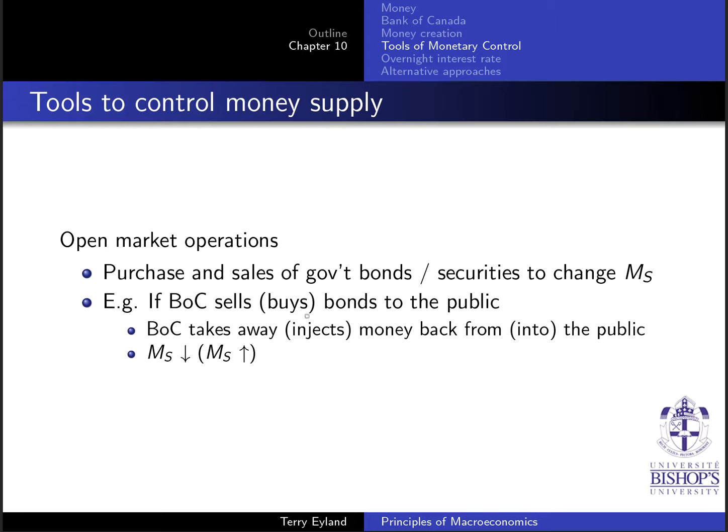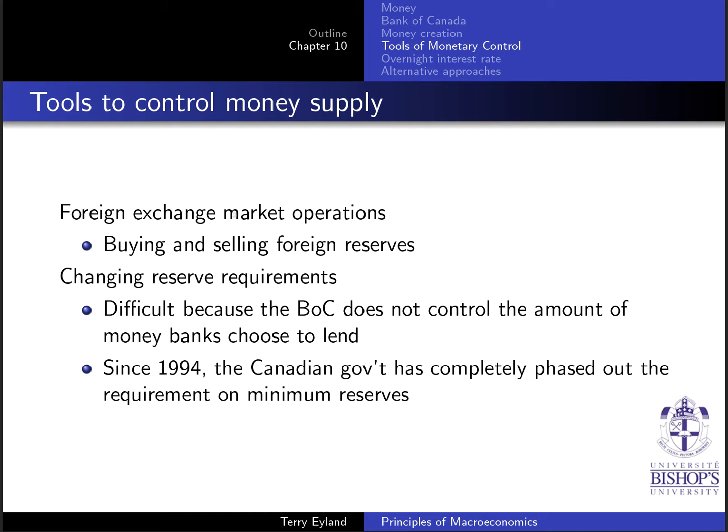If they buy bonds from the public, they're getting these pieces of paper that they put in the vaults, but in exchange they're giving money, so it injects money back into the public, and it increases the money supply. So even though this is not necessarily the main tool that we'll focus on, this does happen in practice. They do play around with this to a certain level. Foreign exchange market operations is buying and selling of foreign reserves to increase or decrease the amount of Canadian money in circulation. We'll talk about that more when we talk about fixed exchange rates in the future.